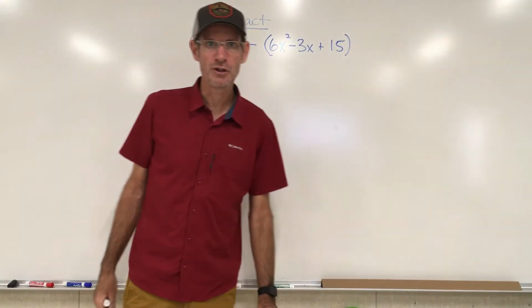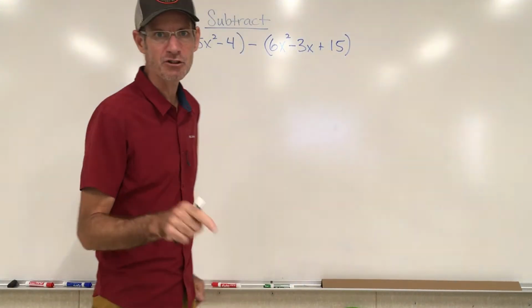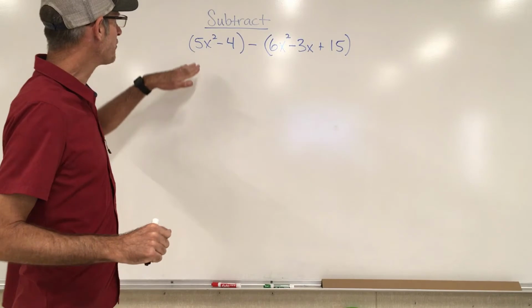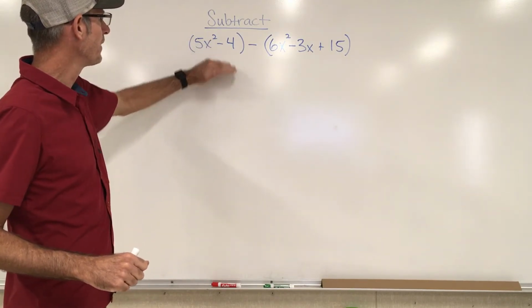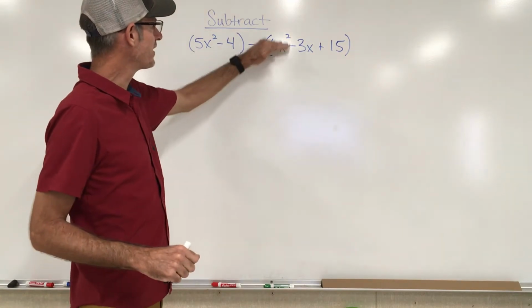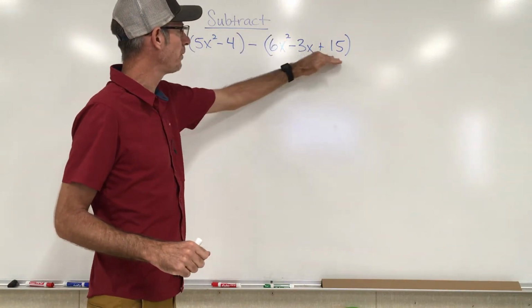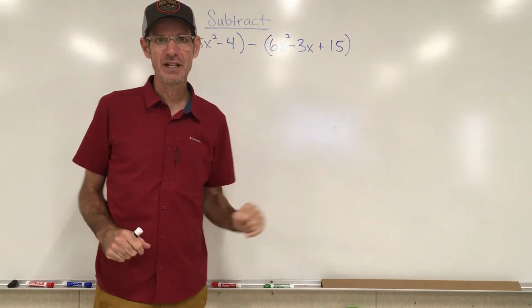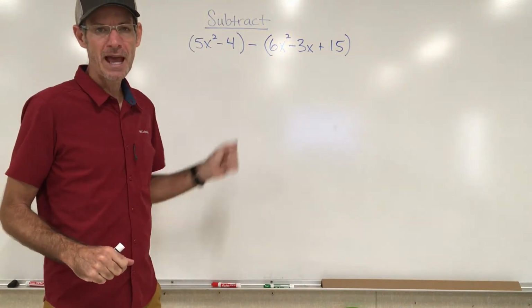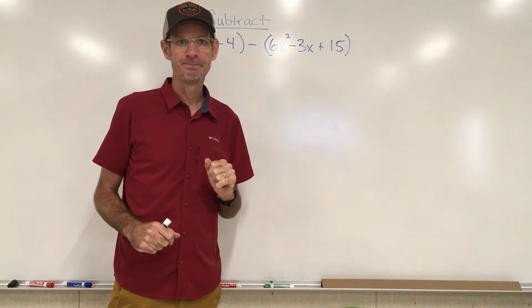Hello, Math 2 students. It's time to review for the biggest quiz of the year. We're going to start out by subtracting. We're going to take 5x squared minus 4 and minus 6x squared minus 3x plus 15. Right now, you're going to pause the video, do this problem, and then answer the question.